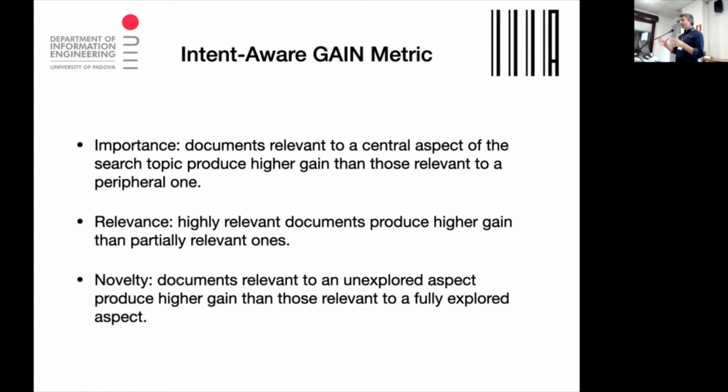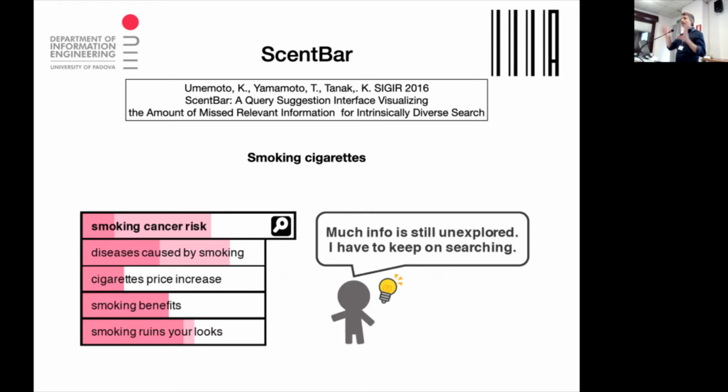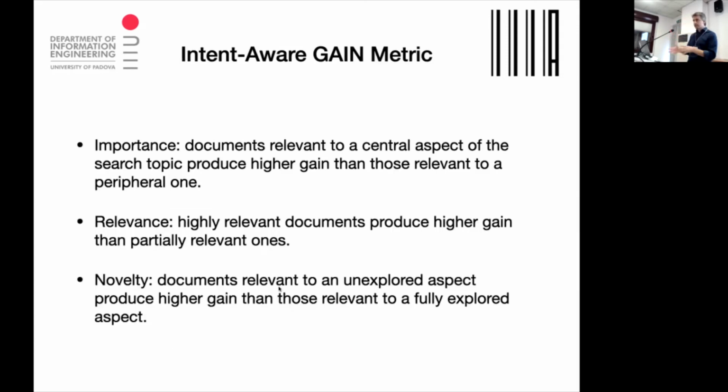So suppose that you already have seen some of these relevant documents. If you see at this point a relevant document on the cigarette price increase, maybe this is more important for the user compared to yet another relevant document on diseases caused by smoking. So it's the question of novelty, differentiating the results. A document relevant for one peripheral aspect could be, at some point in time, more useful than others. Okay, so these are the general principles of this metric.